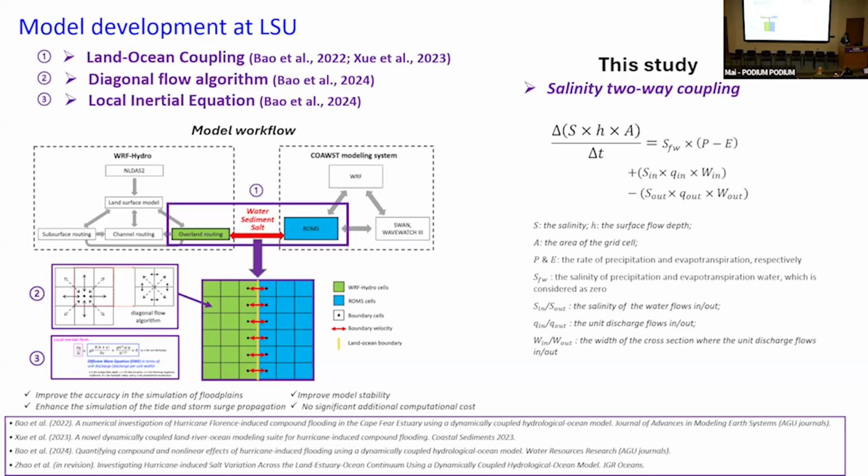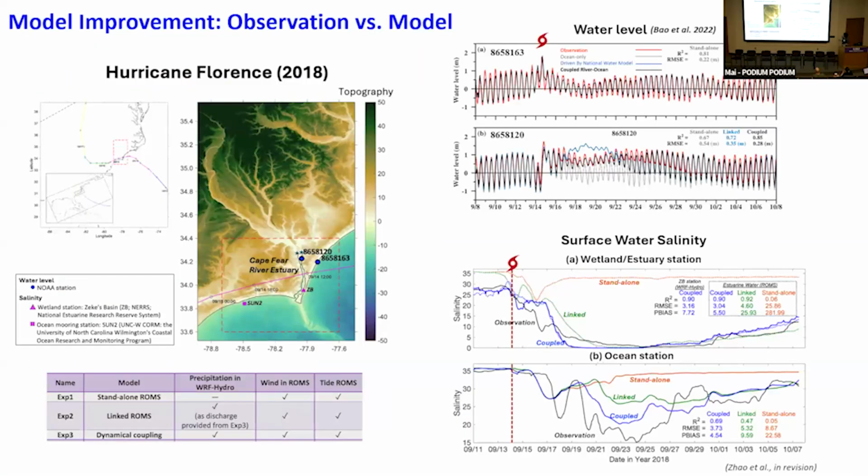To validate this new model, we use Hurricane Florence as a case study. For background, Hurricane Florence is one of the wettest hurricanes to make landfall in North Carolina, near the Cape Fear River Estuary in 2018. Our study domain, as shown here, covers the Cape Fear River Estuary and the adjacent coastal ocean.